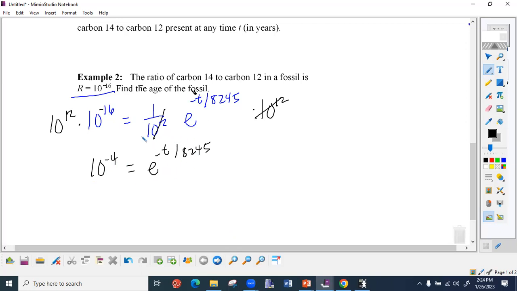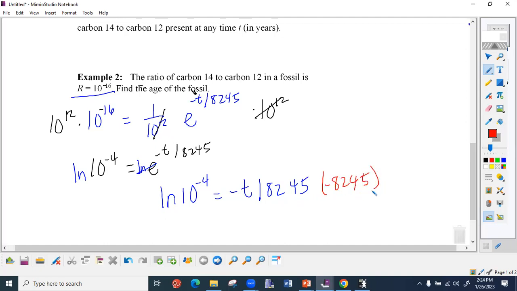Now we have E. And so with E, in order to cancel out E, we have to take the natural log. Okay, because we're getting used to this, I'm going to just kind of squeeze it in there. The natural log is going to cancel out E, and I'm going to be left with the natural log of 10 to the negative 4 equals negative T divided by 8,245. Because I'm dividing by 8,245, and because this is negative, I'm just going to go ahead and multiply by negative 8,245. What that's going to do is cancel out my negative and cancel out this.